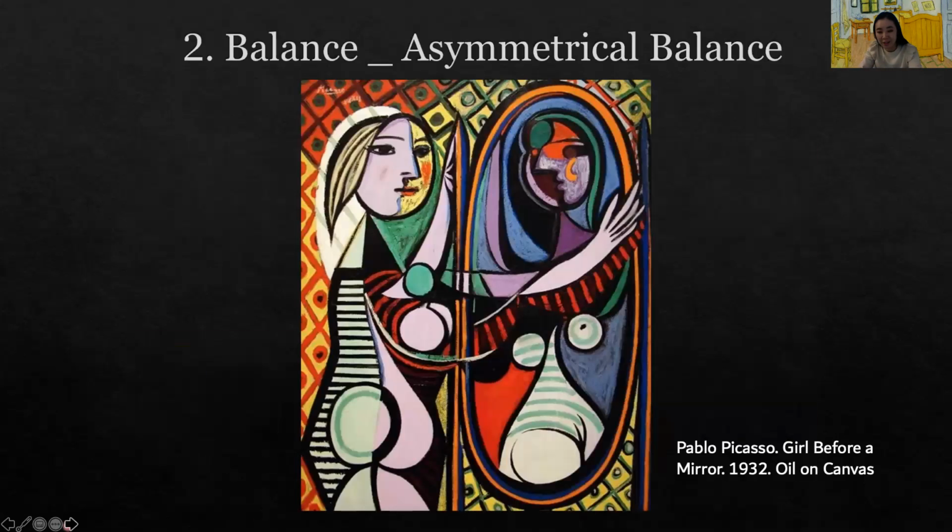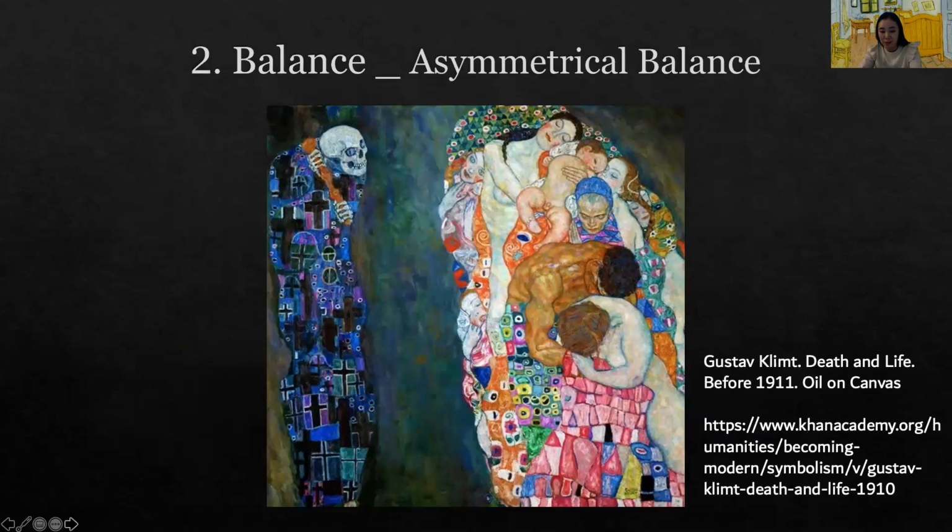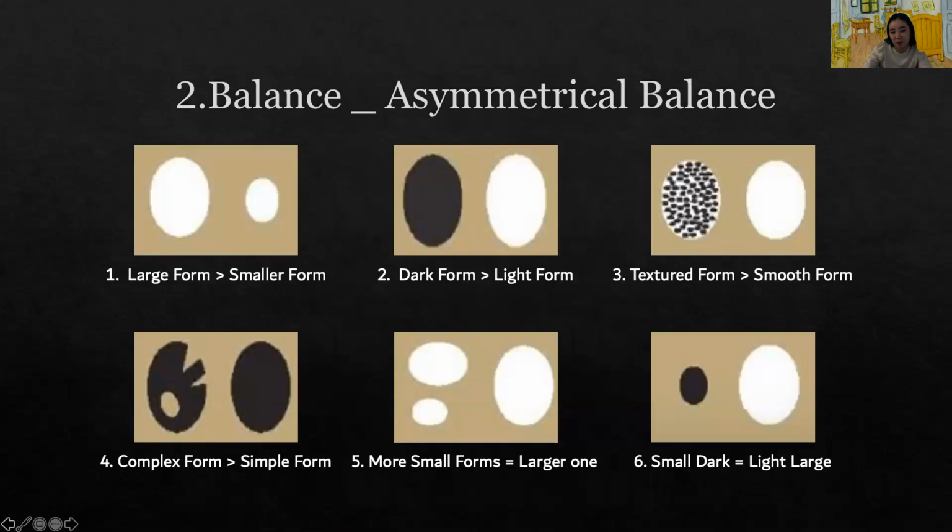And here's another example. So this is a Gustav Klimt oil painting. So can you guess which asymmetrical type Gustav Klimt used in this work of art? So I will show you the options again. So here are the options. Number 1, large form, smaller form.